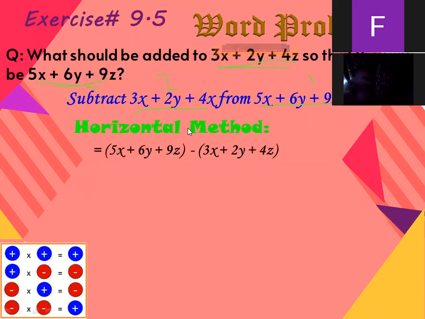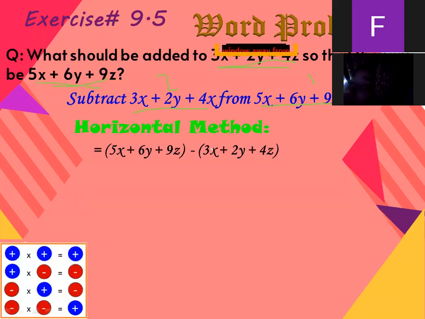This is the way to write it down. This is your expression number 1, 5x plus 6y plus 9z inside the bracket, then minus sign. Then your expression number 2, 3x plus 2y plus 4z. Okay, this is z. Now, what you are going to do, you are going to write down what?